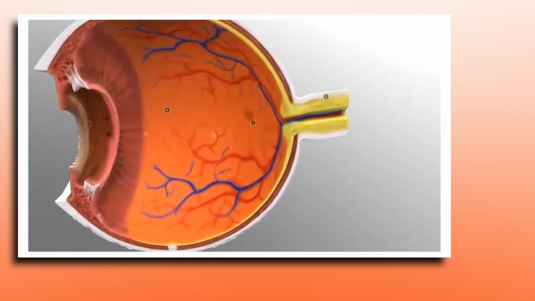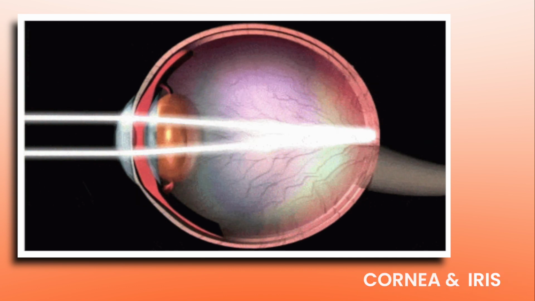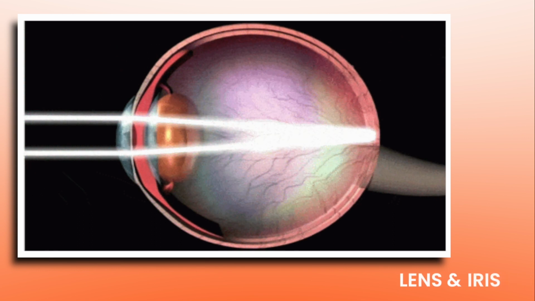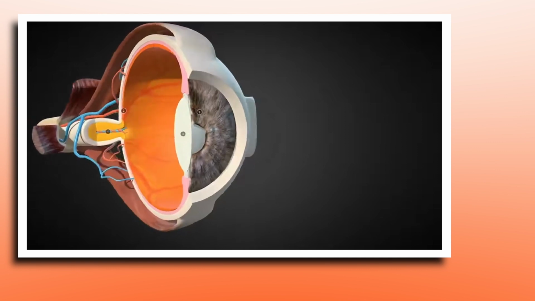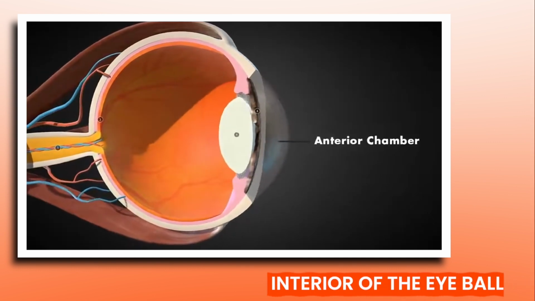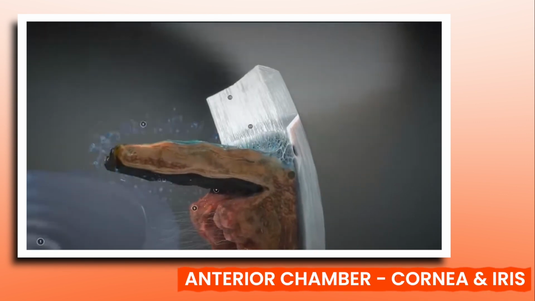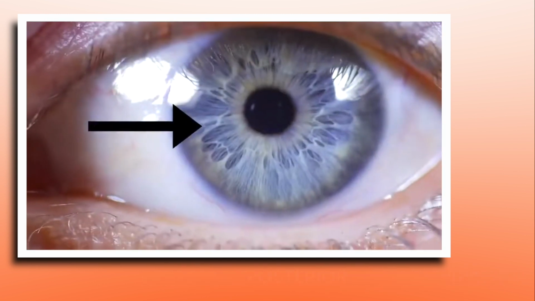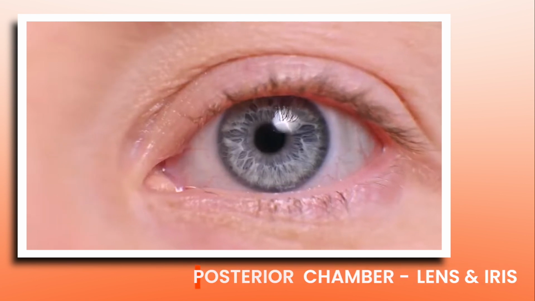There is an anterior cavity or the anterior chamber located between the cornea and the iris. The posterior chamber is located between the lens and the iris. Today, let us understand a very interesting portion of the eye, that is the interior of the eyeball. The anterior chamber is the area located between the cornea and the iris. The posterior chamber is located between the lens and the iris.